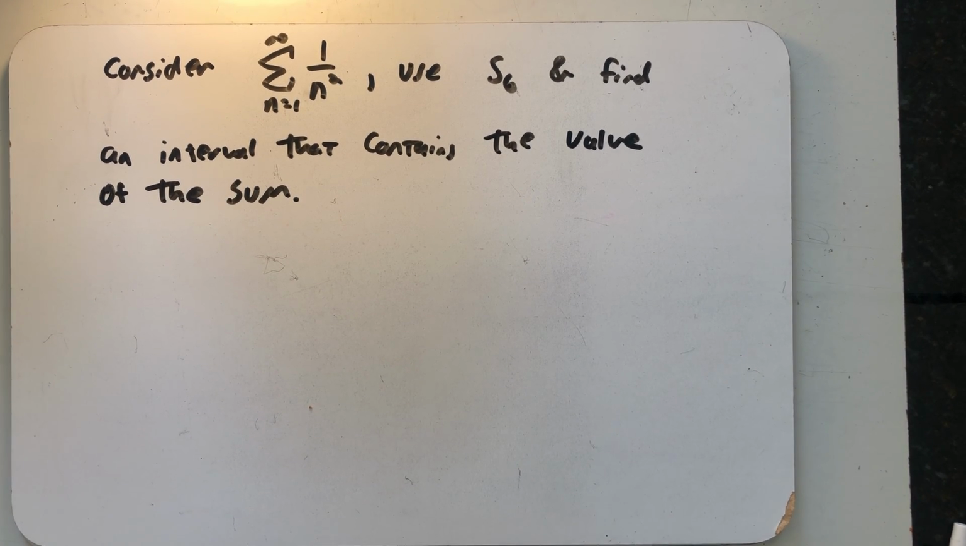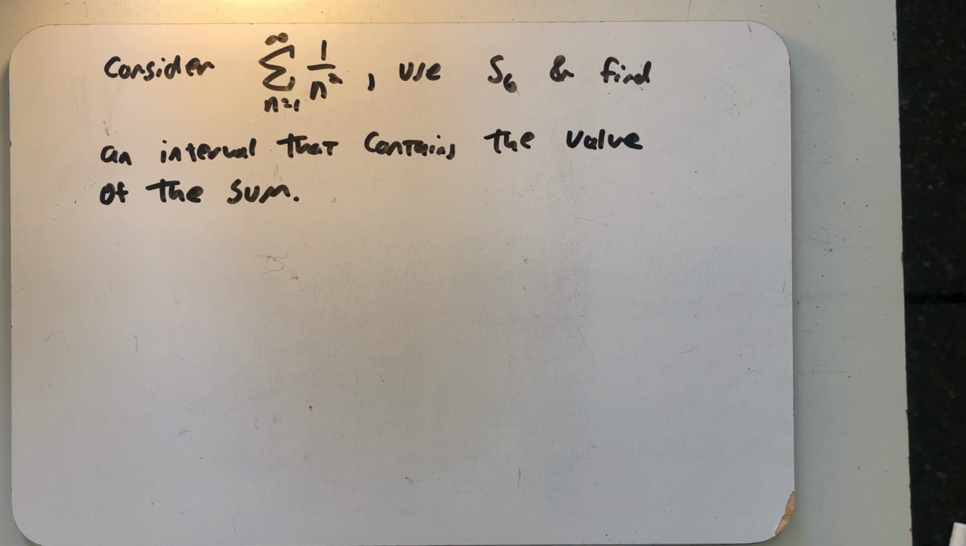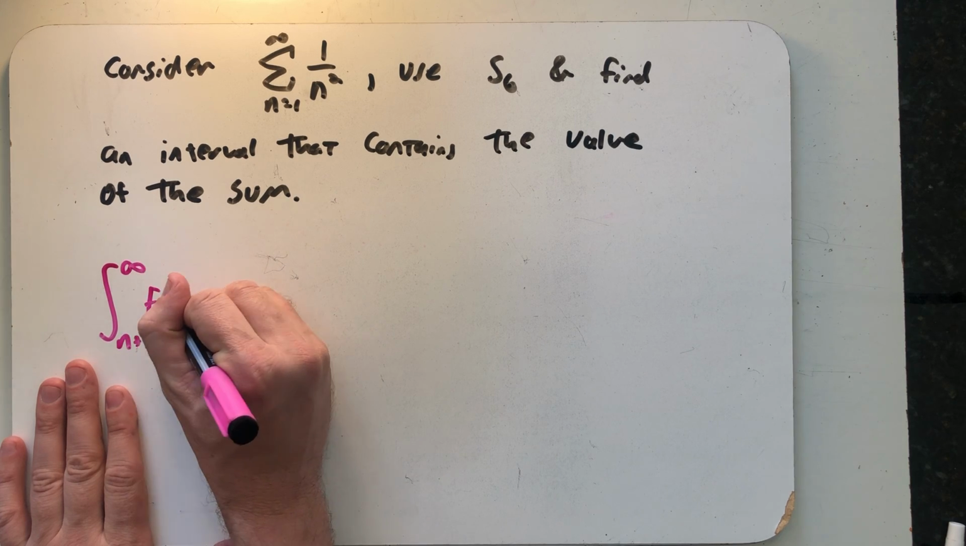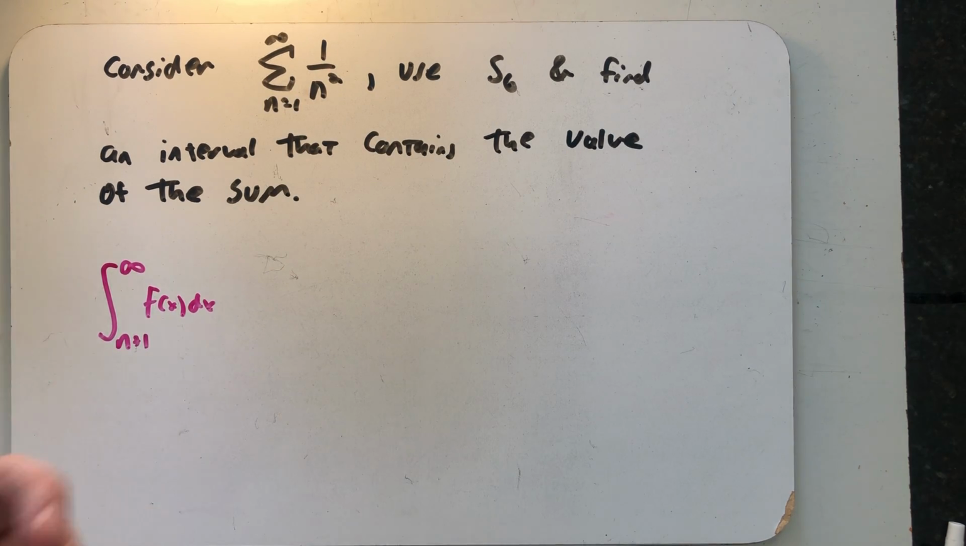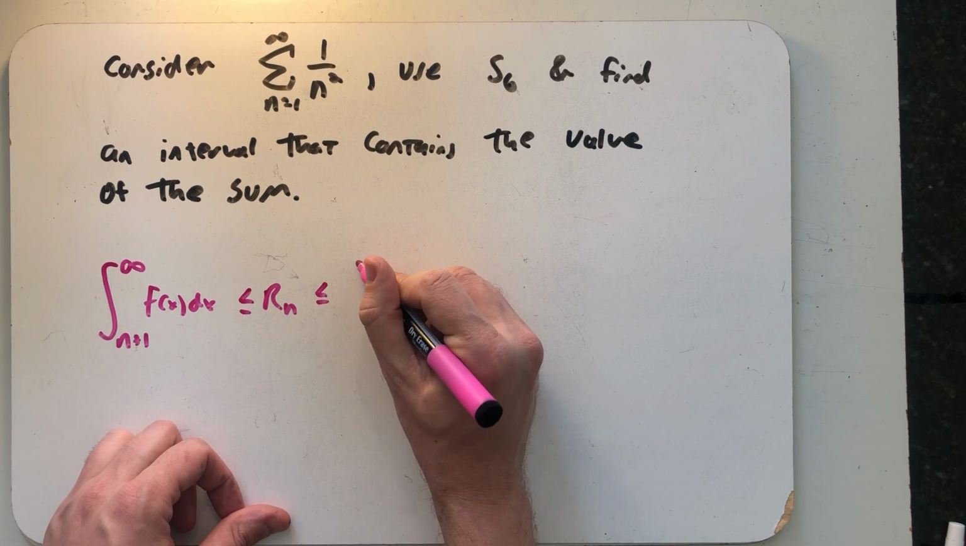We've been asked to use the sixth partial sum to find an interval that contains the true value of the sum of the reciprocal squares, so the series from 1 to infinity of 1 over n squared. Well, in our last video, we learned an inequality that would give bounds for the remainder of a convergent series, as long as the nth term was a continuous function with positive decreasing values. Well, 1 over x squared meets that requirement, and this is the inequality we get to use.